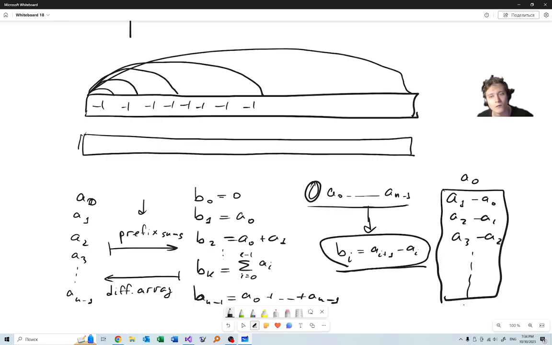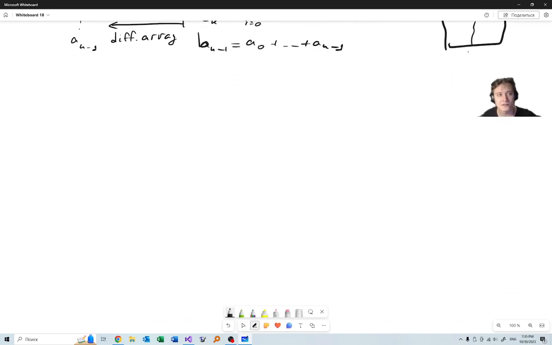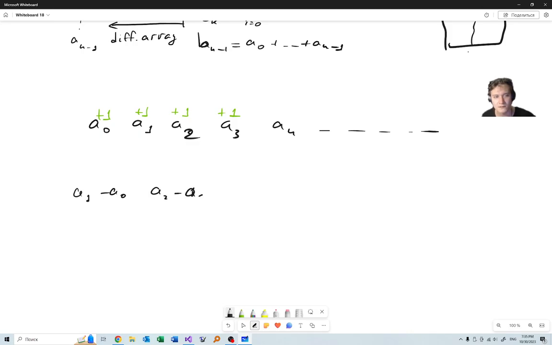Okay. What's nice about these numbers? If you have some operation with segments, it is nicely rewritten as an operation with the difference array. For example, let's consider an operation which adds 1 to a0, a1, a2, a3. You added 1 to these elements. Let's look at what happened in the difference array. The difference array starts as a1 minus a0, then a2 minus a1, a3 minus a2, a4 minus a3, a5 minus a4, etc.